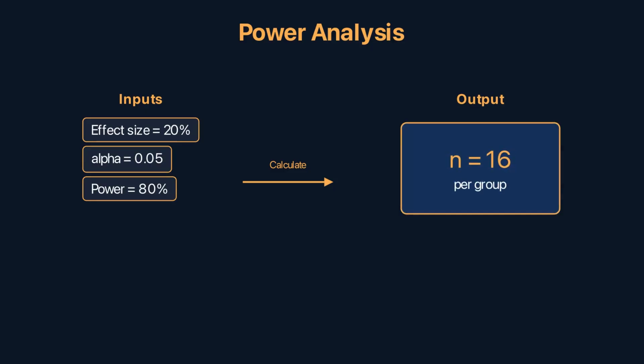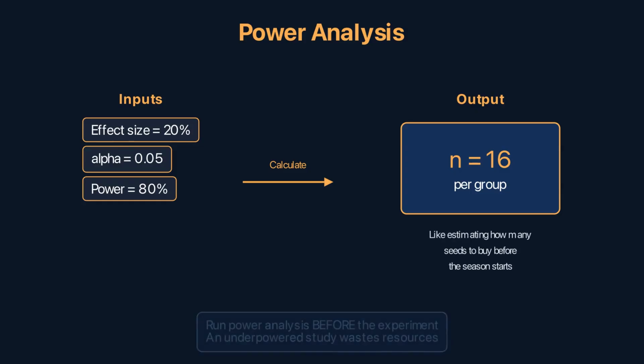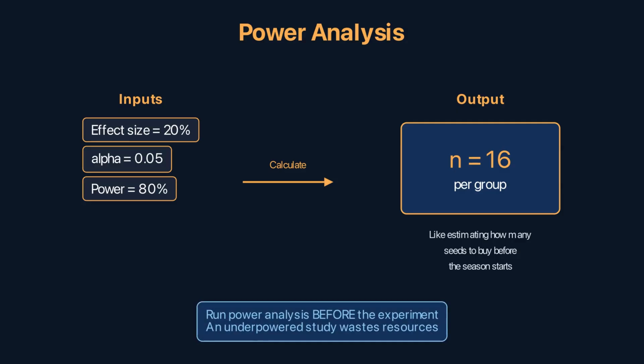Run this before the experiment, not after. An underpowered experiment is a waste of time. You likely miss the effect even if it's real. In clinical trials, power analysis determines enrollment targets. In genomics, it determines sequencing depth.